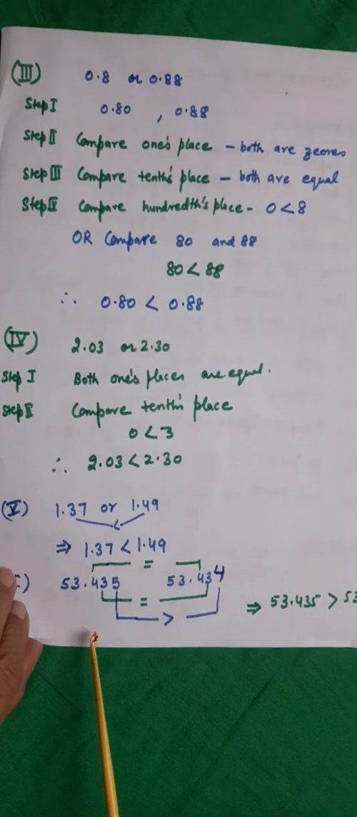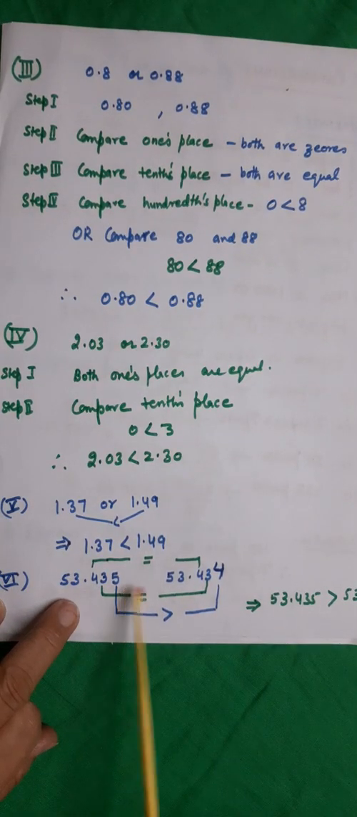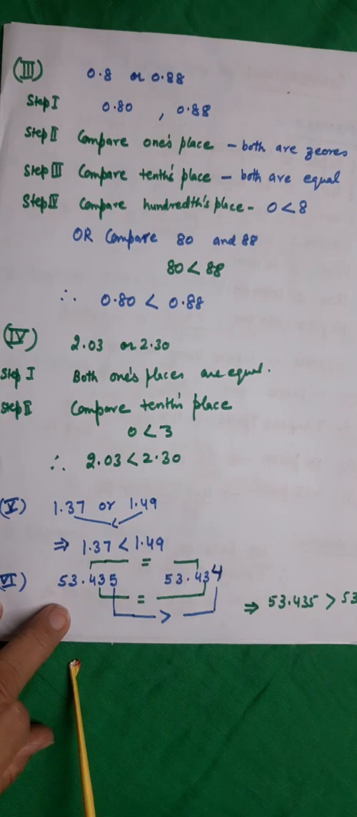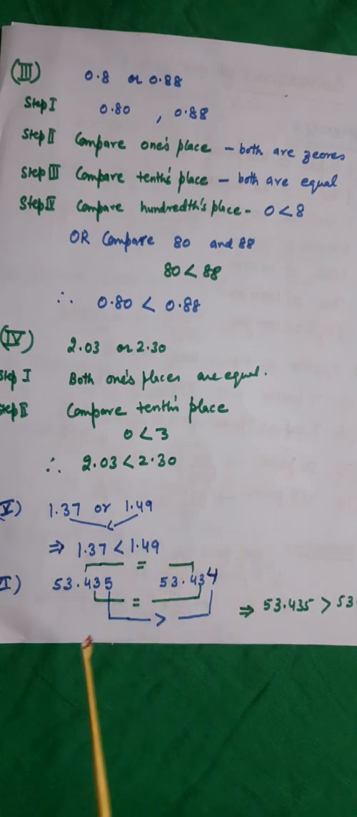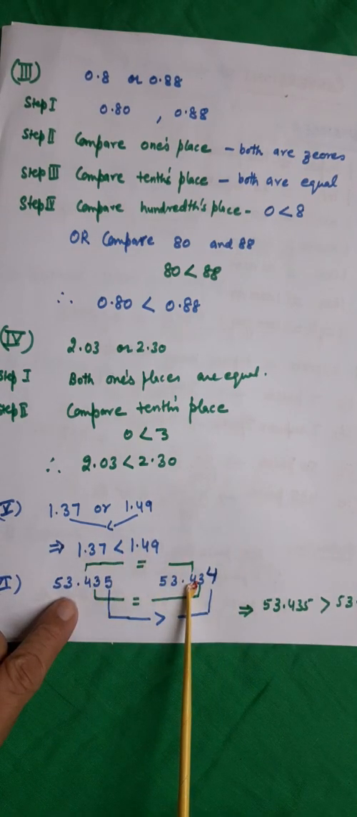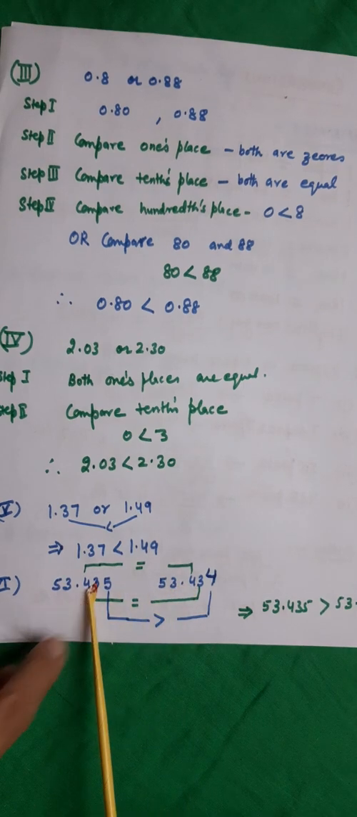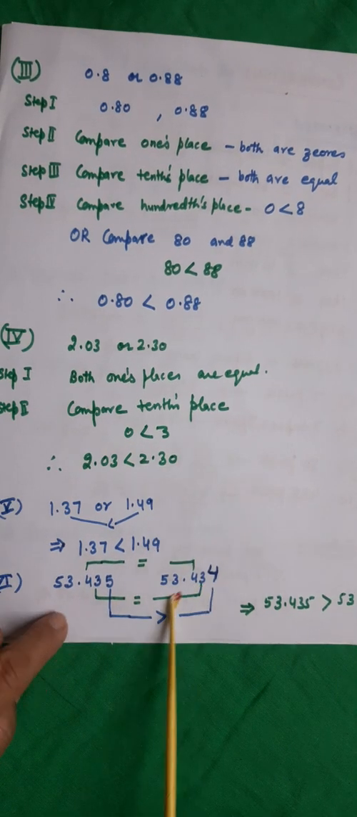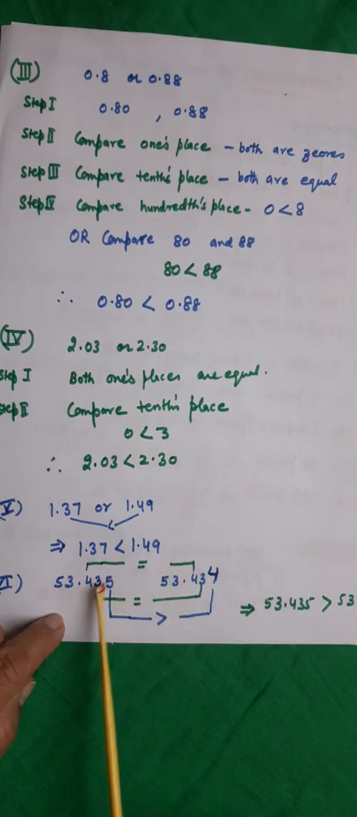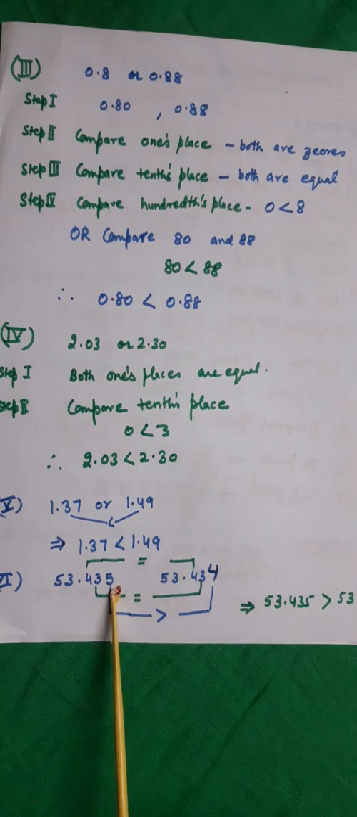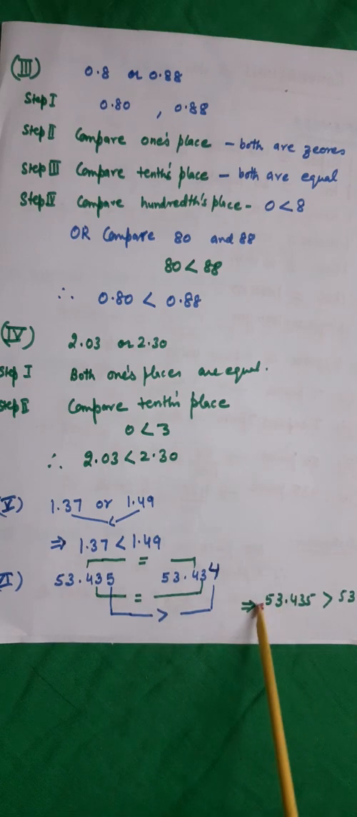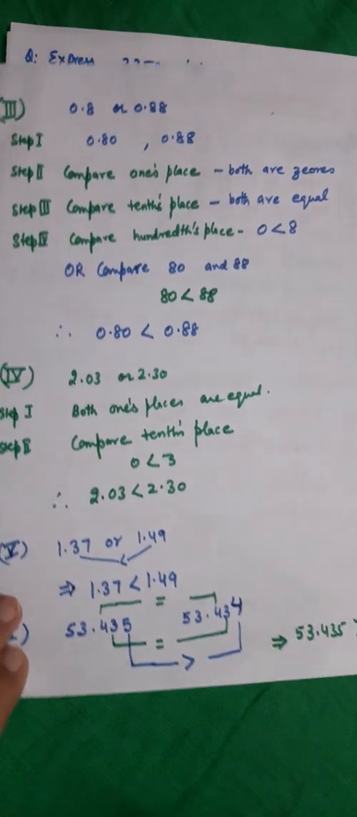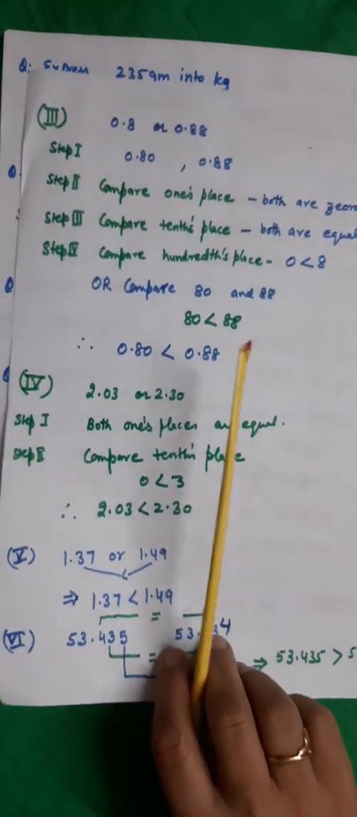Let's take one more. 53.435 and 53.434. Which will be greater? So here we notice that these digits are the same, so ignore, this is equal. That is, the tens place is equal. Move ahead. Next, the 100th place is equal. Move ahead. Compare the 1000th place. That is, 5 is greater than 4. Therefore, 53.435 is greater than 53.434.